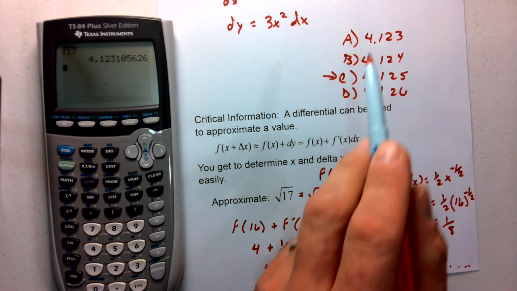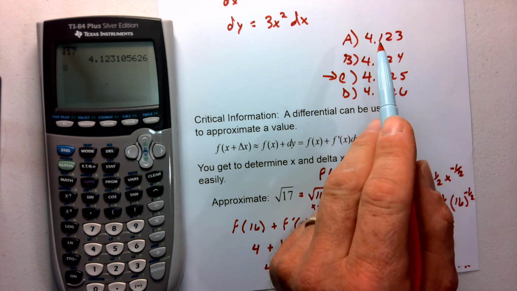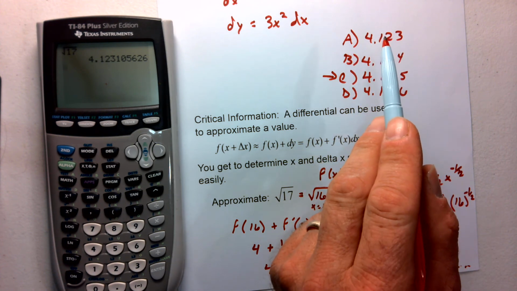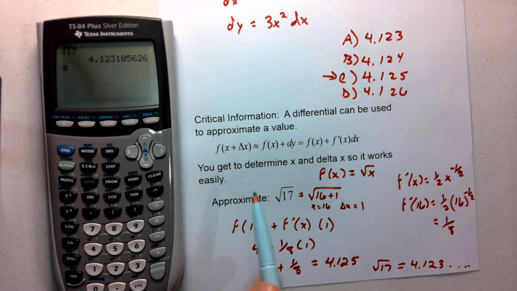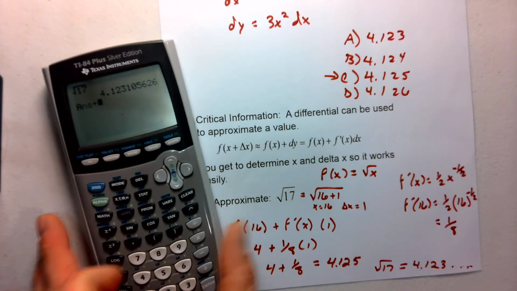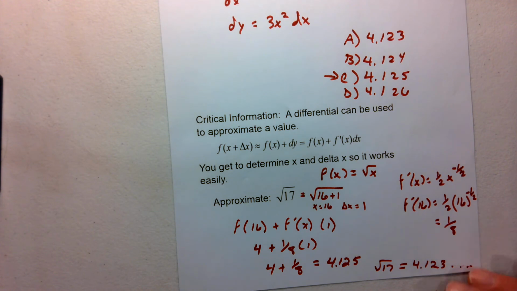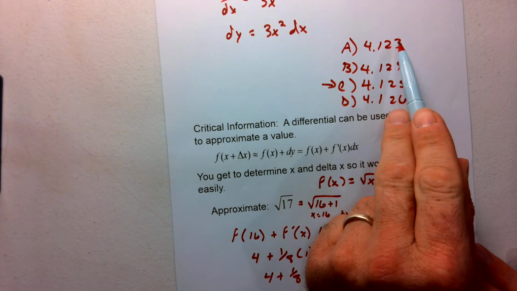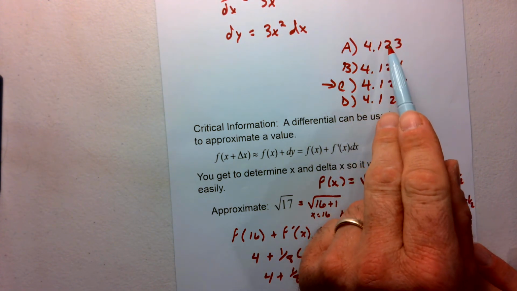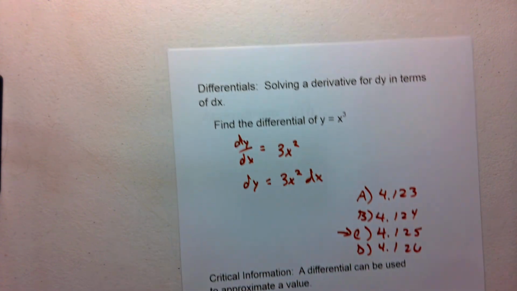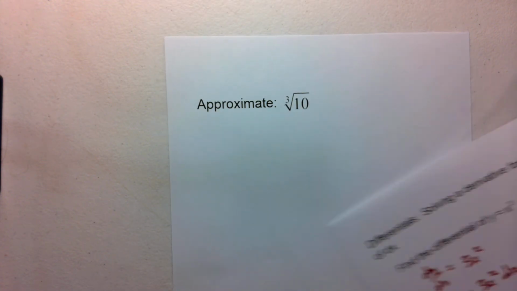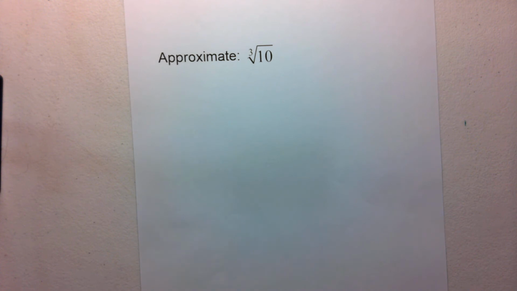The actual value would be 4.123, which is a choice, but not a good choice because we're looking for the approximation of this using our locally linear approximations. So you have to be very careful about the wording. If it's a calculator question, they're going to give you almost identical to what the actual value is, and it's going to be the wrong answer. So be careful with that.